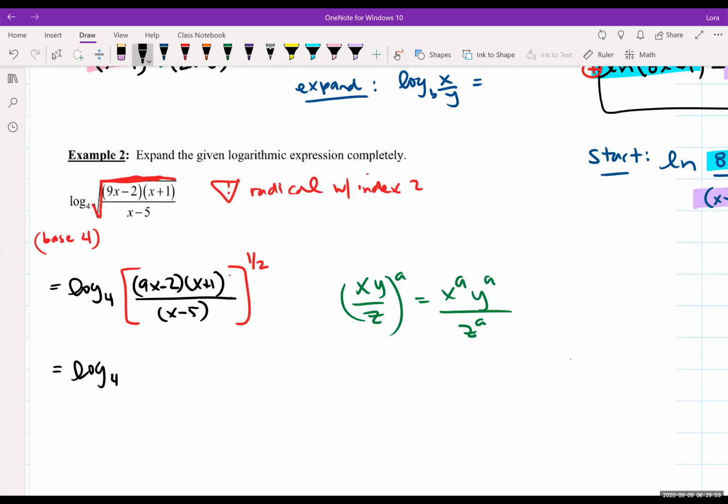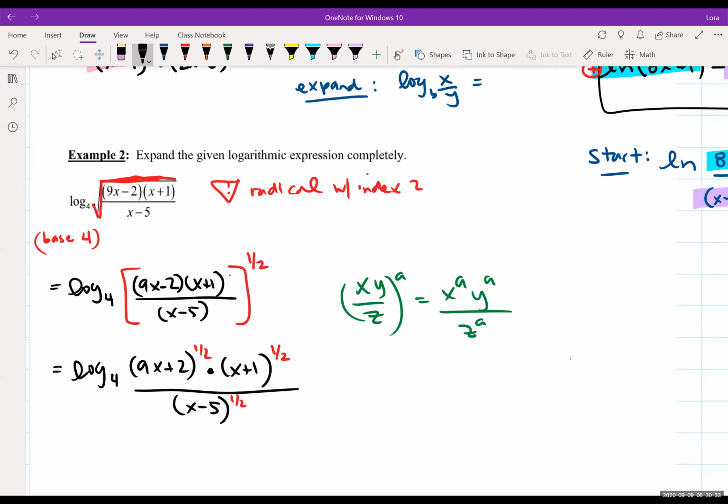So log base 4, 9x plus 2 will be raised to the power of 1/2. Still multiplied by x plus 1, which is also raised to the power of 1/2. And that is all over x minus 5, also raised to the power of 1/2. Now keep in mind, I have a factor. That's why I wrote the dot to remind myself.